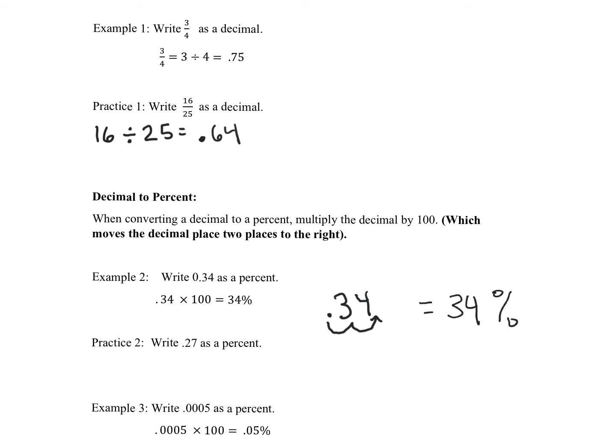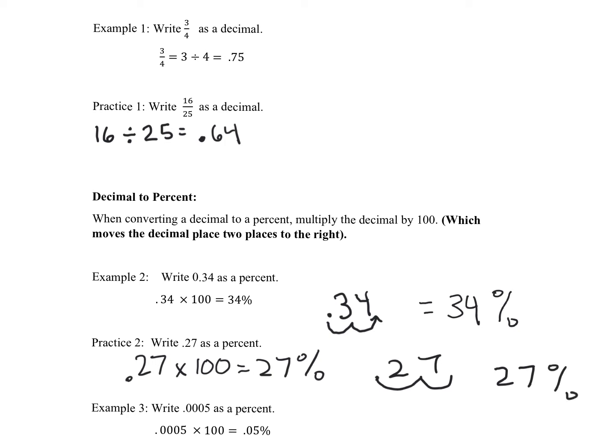Practice 2 says write 0.27 as a percent, so either multiply 0.27 by 100 to get 27%, or you can take 0.27 and move the decimal 2 places to the right. Either way is fine.